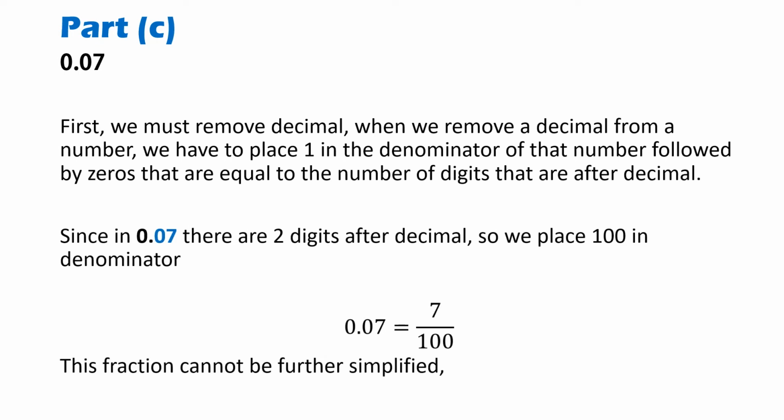Part C. First, we must remove decimal. When we remove a decimal from a number, we have to place 1 in the denominator of that number followed by zeros that are equal to the number of digits that are after decimal. Since in 0.07 there are 2 digits after decimal, so we place 100 in denominator, then simplify the fraction, since here we have fraction 7 upon 100 that cannot be further simplified.